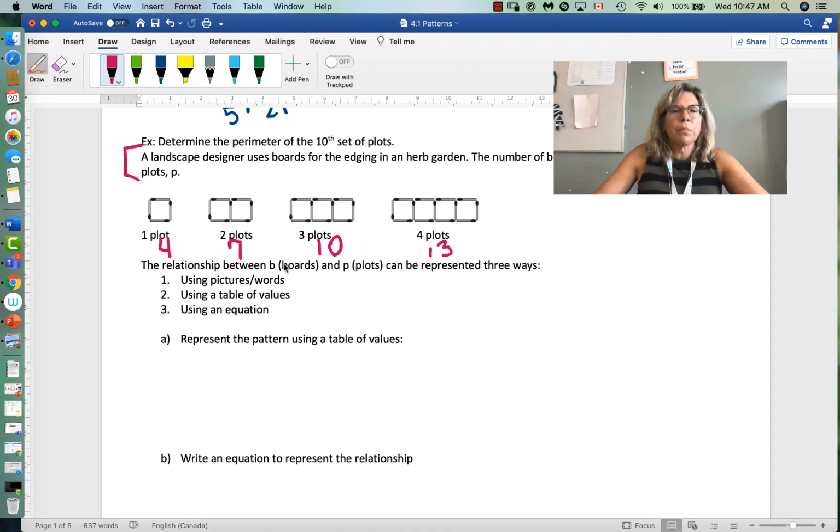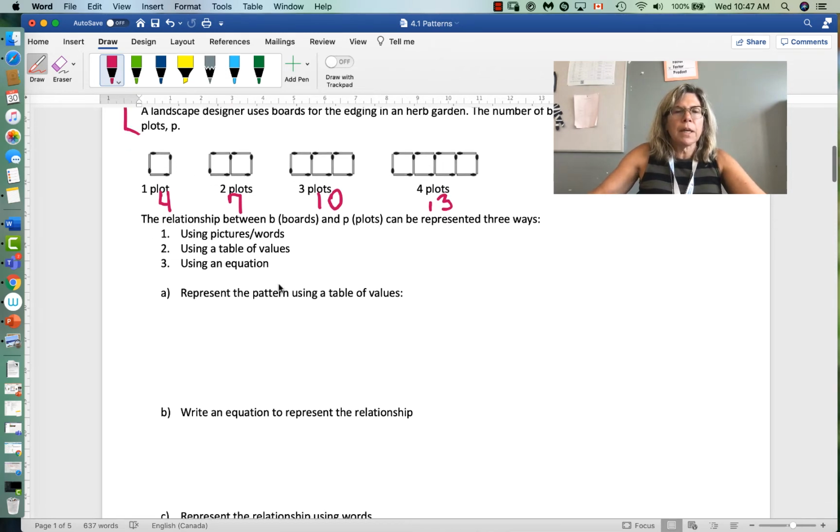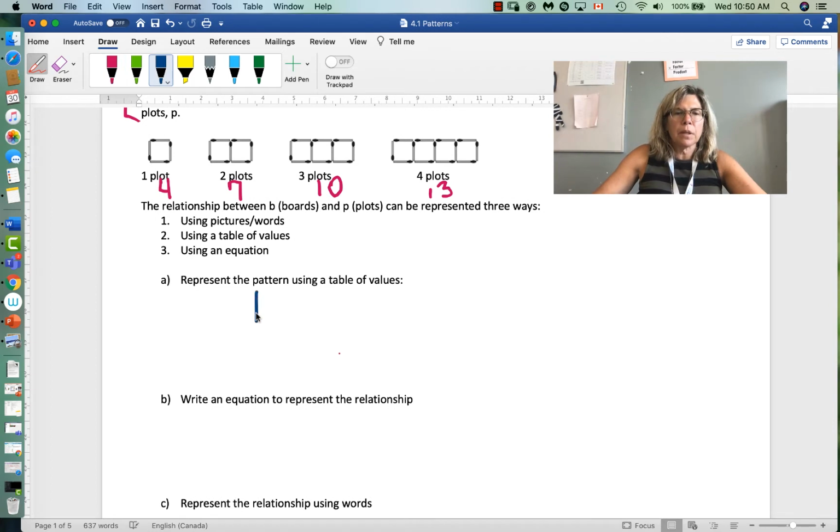So the relationship between the boards and the plots can be represented in 3 ways: using pictures and words, using a table of values, and using an equation. So here we have the pictures. Let's look at a table of values because it helps me visualize what's going on. So the term is 1, 2, 3, 4, and the value is 4, 7, 10, 13.